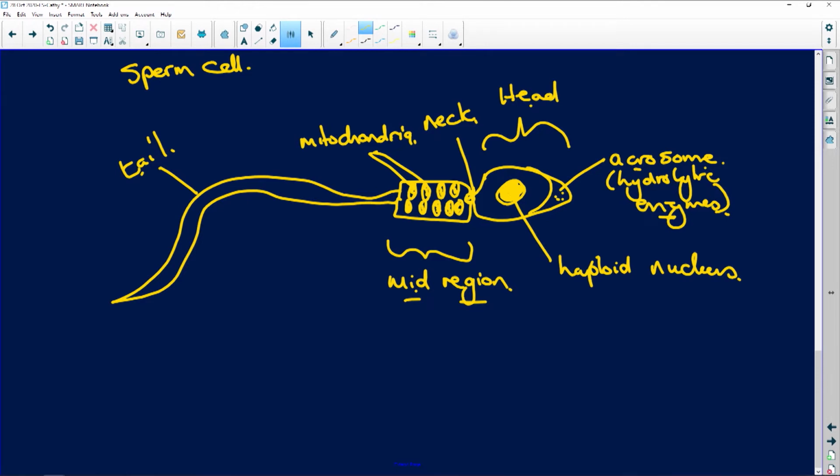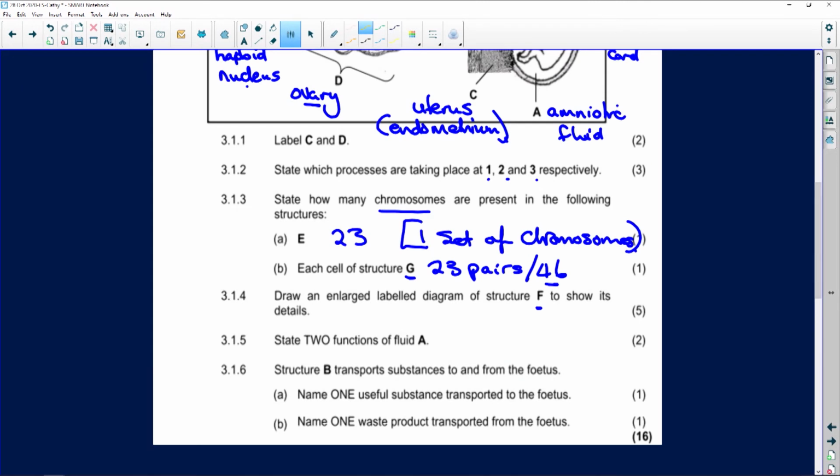And I'm trying to think, what am I missing here? No, I'm not. Okay, so we've got the tail. You can also call the tail the flagellum. Okay, and the little tail goes swim, swim, swim, swim, and it propels this little sperm cell forward. Okay, so we've got our little diagram there. How much was the diagram? Let's see. 5 marks. I mean, wow. What easy 5 marks. Okay, state 2 functions of fluid A.